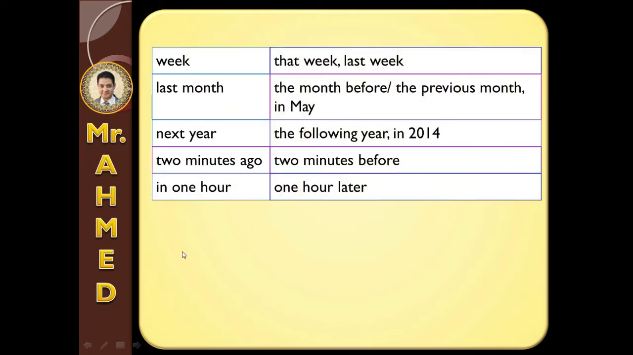This week will be changed into that week, and last week into the week before. Last month will be the month before, the previous month, or in May or any other month. Next year will be the following year. 2 minutes ago will be 2 minutes before. In 1 hour will be 1 hour later.